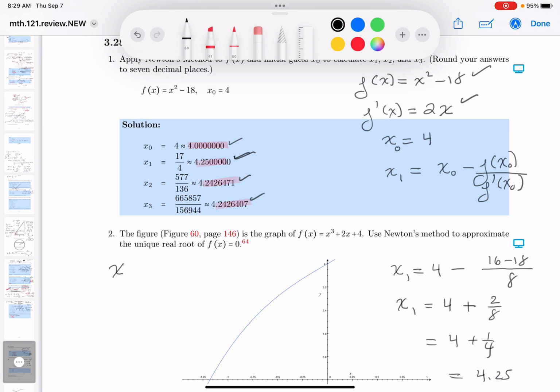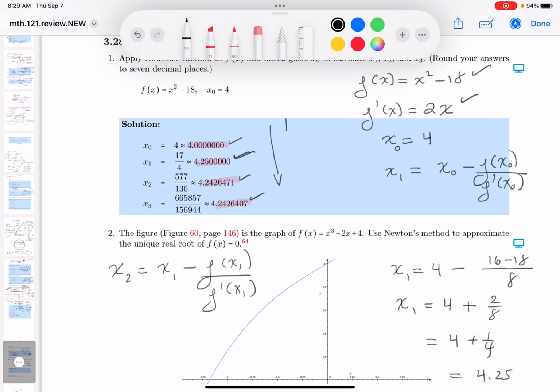Now, if you want to get the next number, let's write that down. This is kind of tedious. x2, what's it going to be? x1 minus f of x1 over f prime of x1. Now, by the way, I'm not saying it's impossible. What I'm saying is the computations get a little bit more difficult each time I go through this. All right, so I'll post a video of me actually doing that.